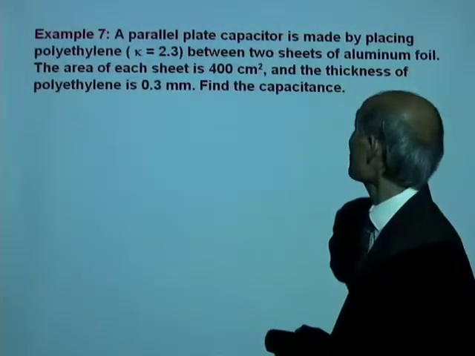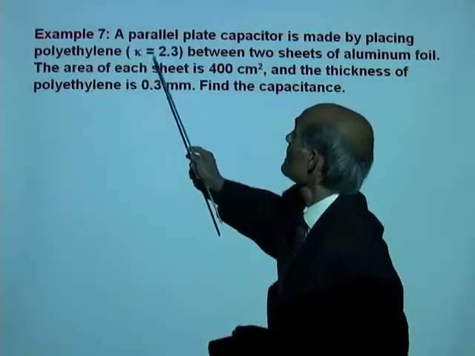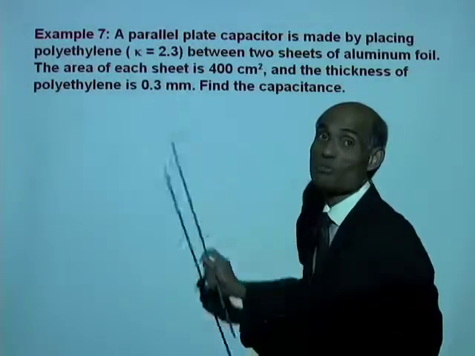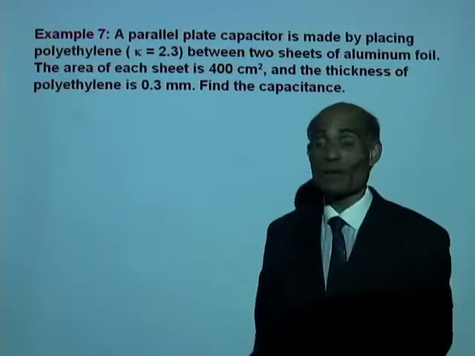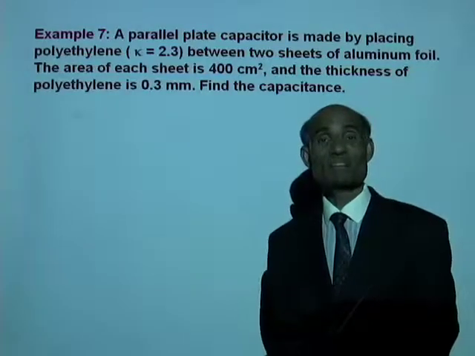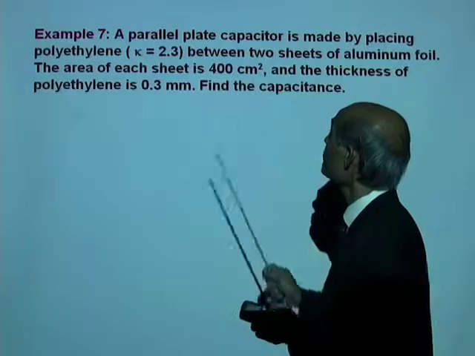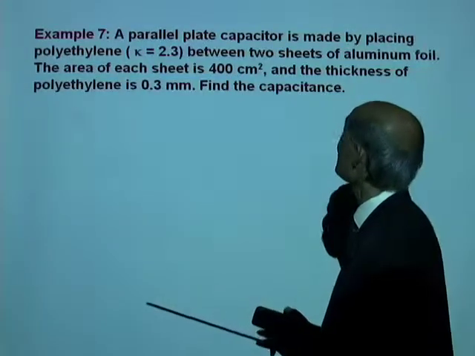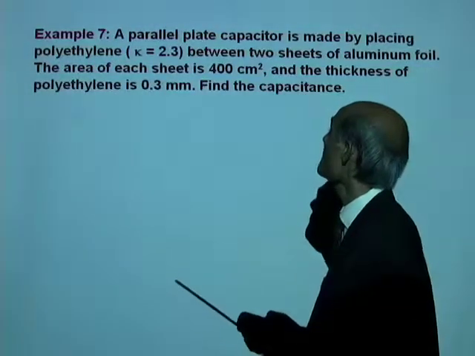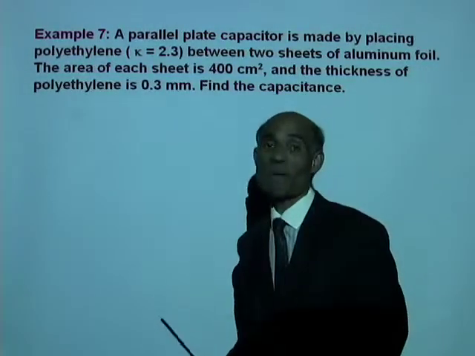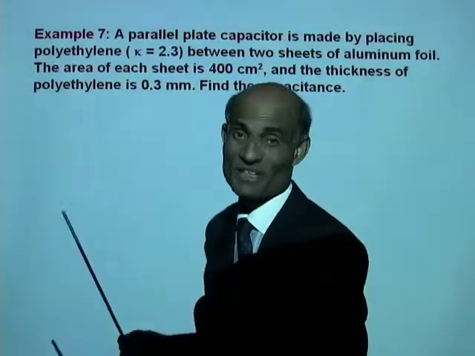A parallel plate capacitor is made by placing polyethylene of kappa equal to 2.3 between two sheets of aluminum foil. Just the same capacitor I just showed you. The area of each sheet is 400 centimeters squared and the thickness of the polyethylene is 0.3 millimeter. Find the capacitance. Well, that's a very straightforward problem, isn't it?